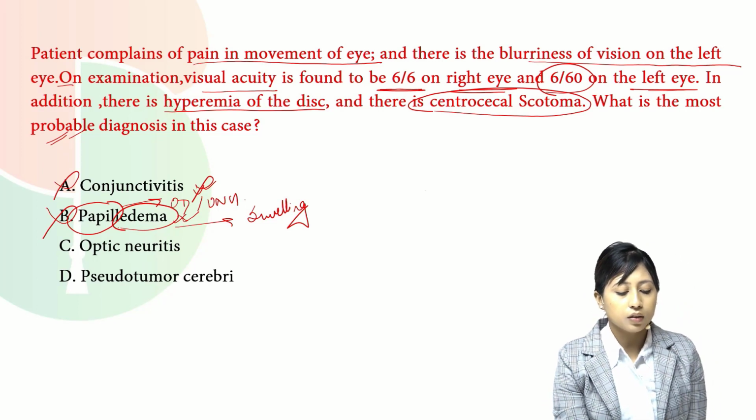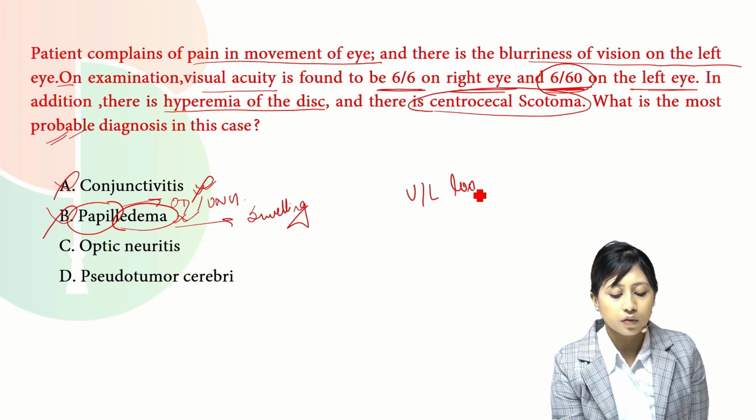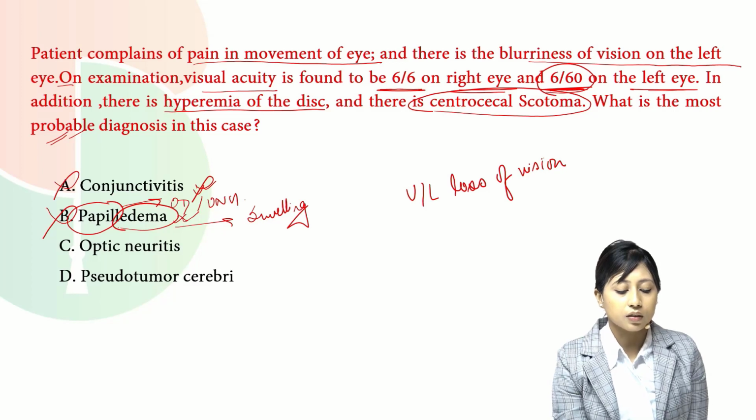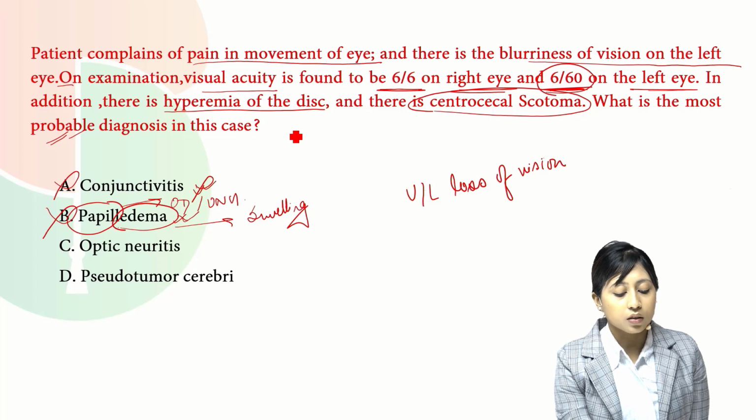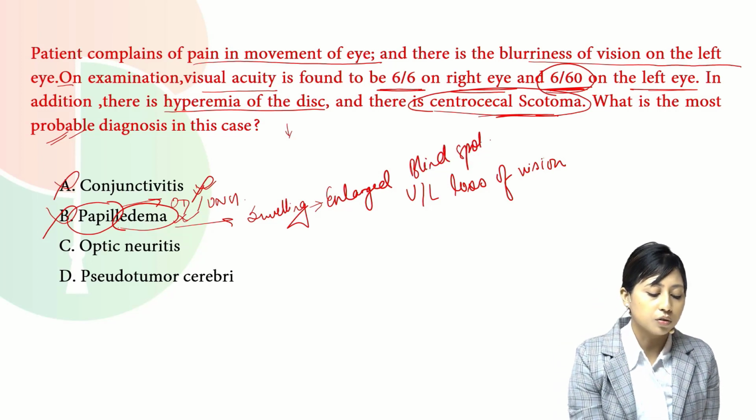Why can we exclude this option? Because vision is 6/6, whereas here there is unilateral loss of vision, right? But in papilledema, there will be no loss of vision, and there is hyperemia of the disc. But in papilledema, it is generally associated with blurriness of the disc. And it is not a centrocecal scotoma, it is an enlarged blind spot. In the visual field, it is associated with an enlarged blind spot. We can exclude this option too.